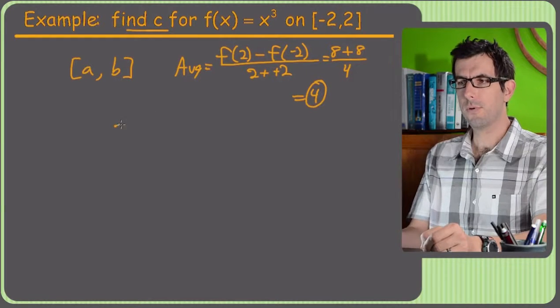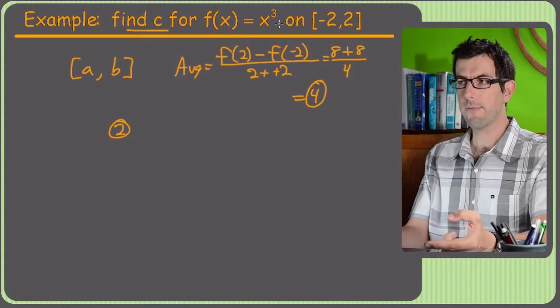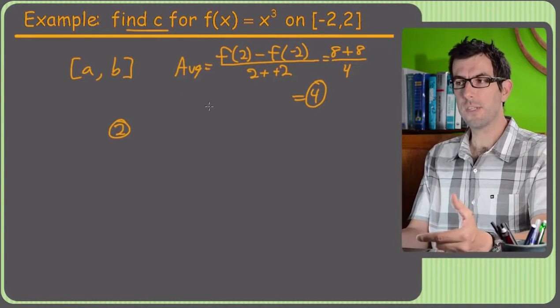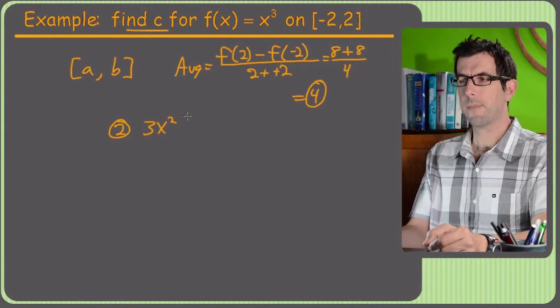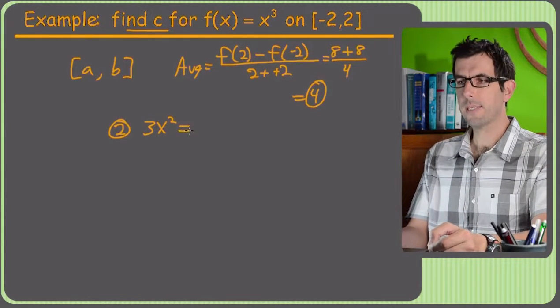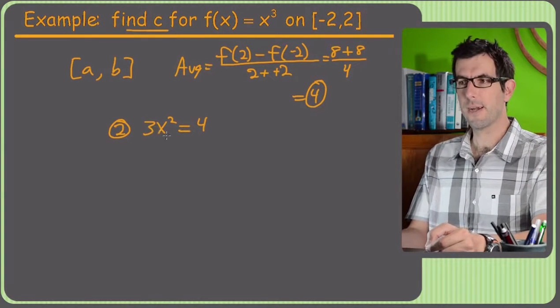So now step 2 was to set 4 equal to the derivative, because I want to know the value of x where the derivative is equal to 4. So I'm going to take the derivative, which in this case is 3x squared, because the derivative of x cubed is 3x squared with the power rule. And I want that to equal this number I just got, which is 4. Oh man, there's going to be some roots. So we have to divide both sides by 3 first.